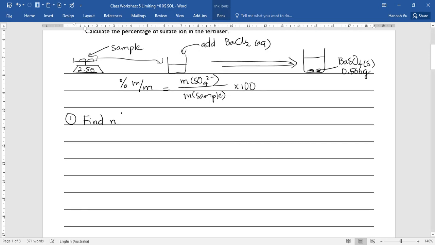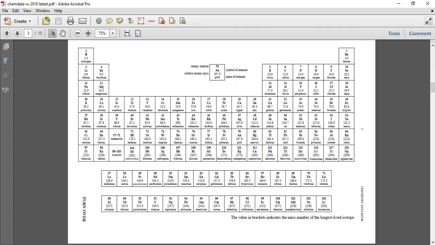So the first thing I'm going to do is determine the number of mole of barium sulfate from the mass. So we need n of BaSO4, which is going to be mass divided by molar mass. So the mass of barium sulfate is 0.566 grams. And to get the molar mass of barium sulfate, you need a periodic table.